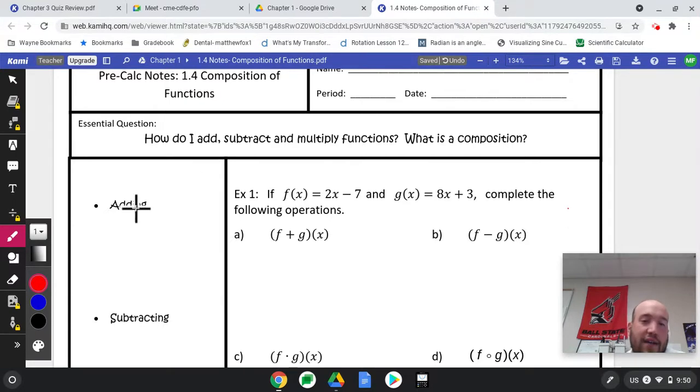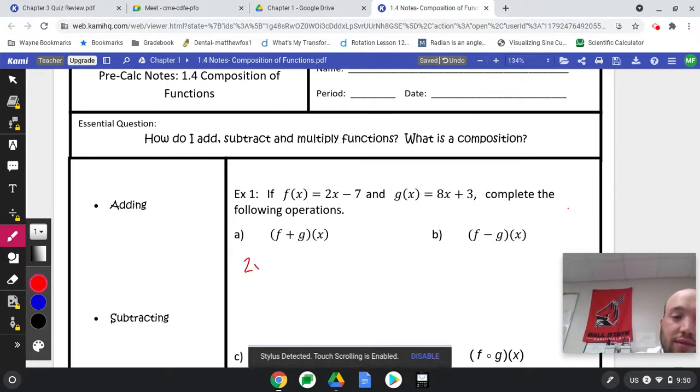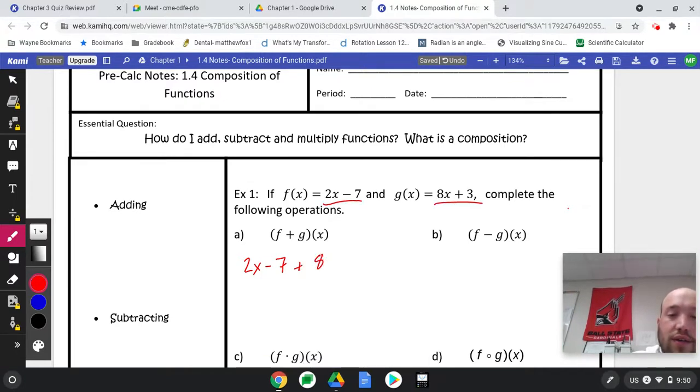So when we are adding, what this means is we take our f of x and our g of x and add them together. Pretty simple. We have our 2x minus 7, I got that from up here, plus the quantity of 8x plus 3. We add our like terms, so combine like terms: 10x minus 4, and we would be done right there.